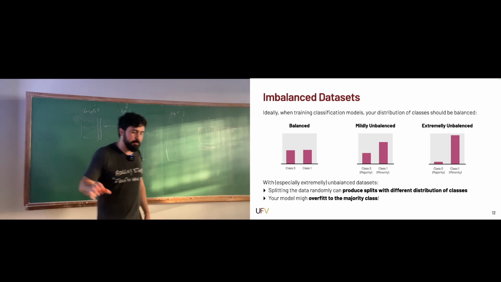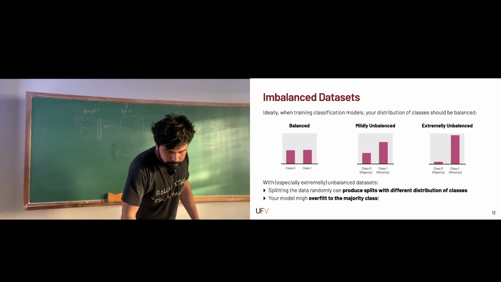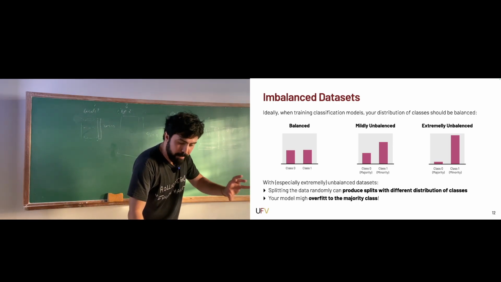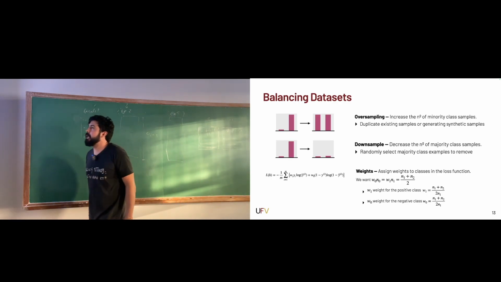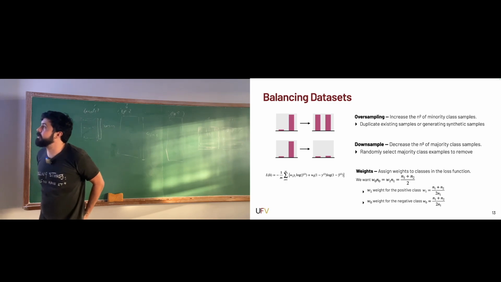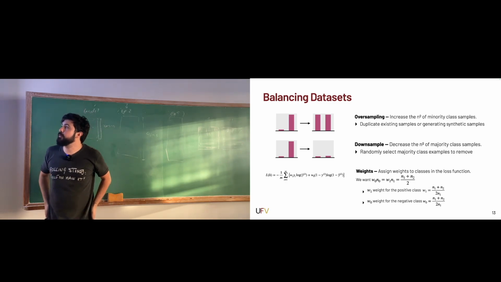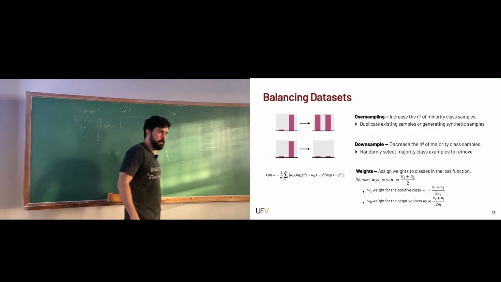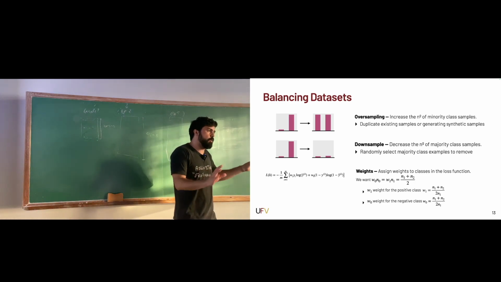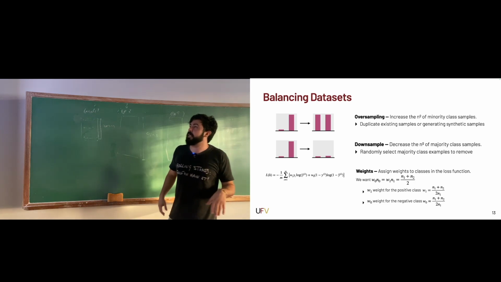So it is important to balance your data set if you can. If you can't, then you maybe have to reframe your problem. But here are some approaches to balance a data set. The first one is oversampling, which is to increase the number of examples of your minority class. There are two common ways to do that.